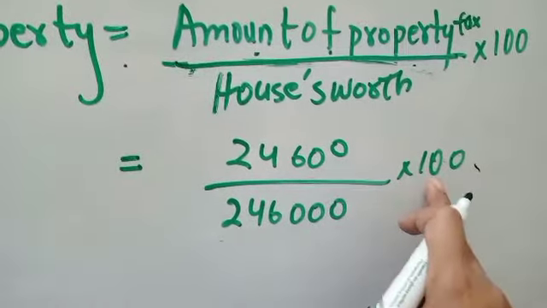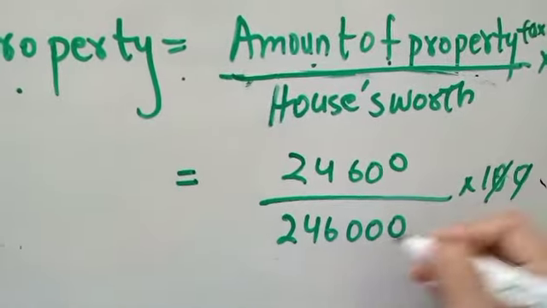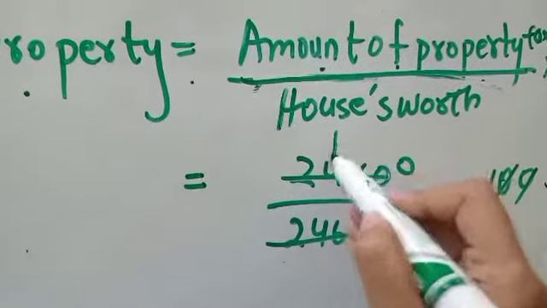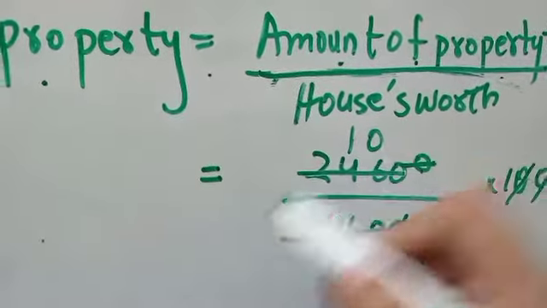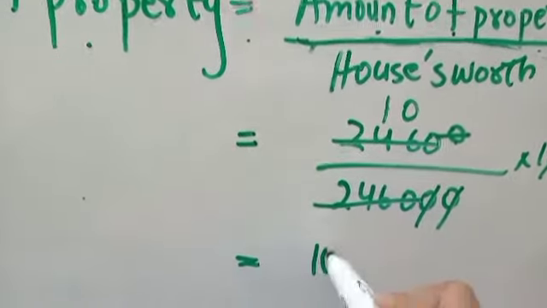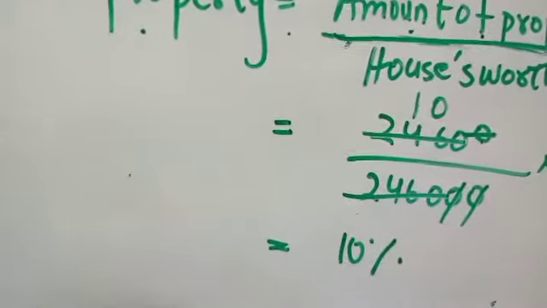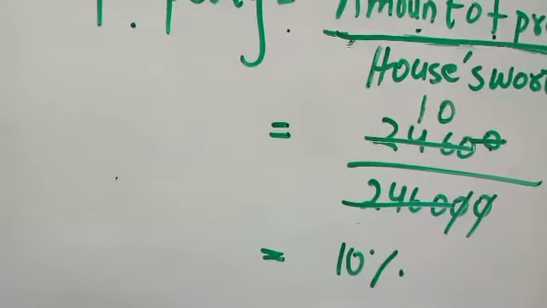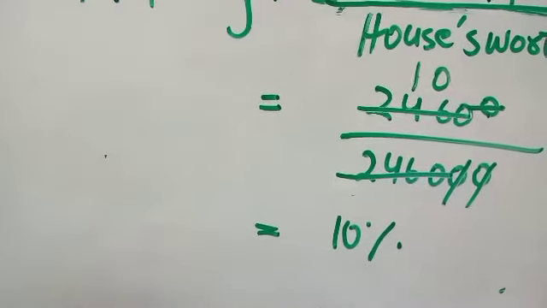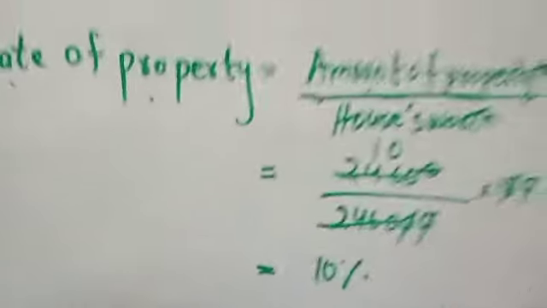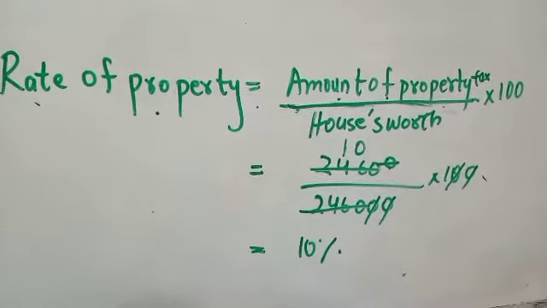This is again in numerator position. It means it can cancel the denominator. So 2 zeros cancel from here, 2 zeros cancel from here. It will come 1, and this 0 is left, so 0 will come up. So the rate of property tax is 10%. You can write it in the form of a statement, Mrs. Zishan has to pay property tax at the rate of 10%. Okay, I hope this is clear to you. Next question.